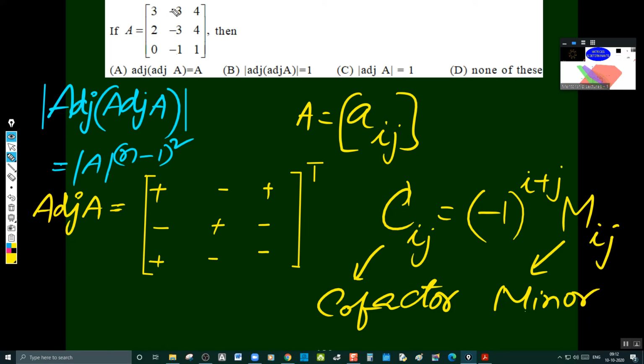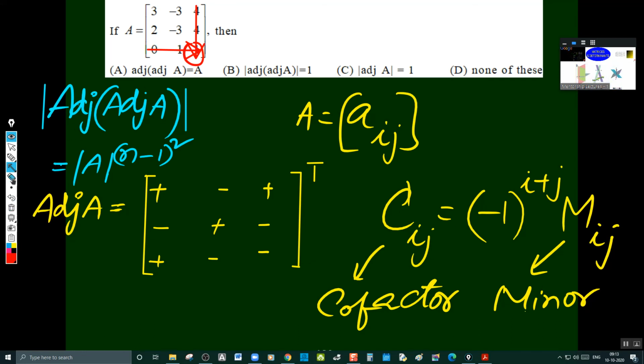The minor of an element is the determinant of that matrix which is got by eliminating that row and that column in which that element is present. For example, if you want to find the determinant of the minor of 1, you have to eliminate that row and that column in which that element is present. Remove this, and find the determinant for this. So the minor of this element is got by eliminating that row and that column in which that element is present.